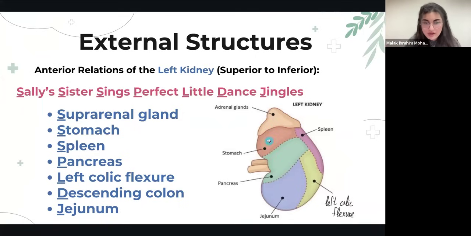And then you have the stomach over here. You have your spleen on the side over here. And then you have your pancreas. And then you have the left colic flexure, and then the descending colon and the jejunum.